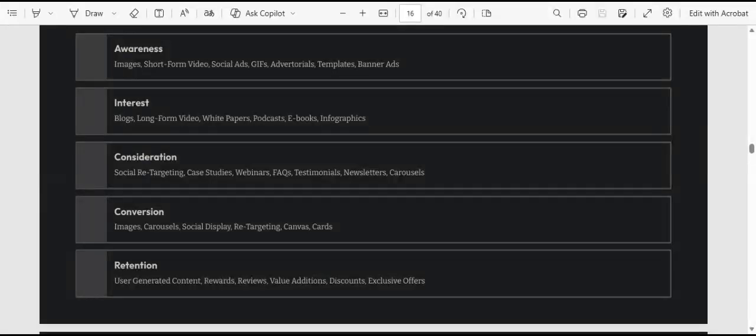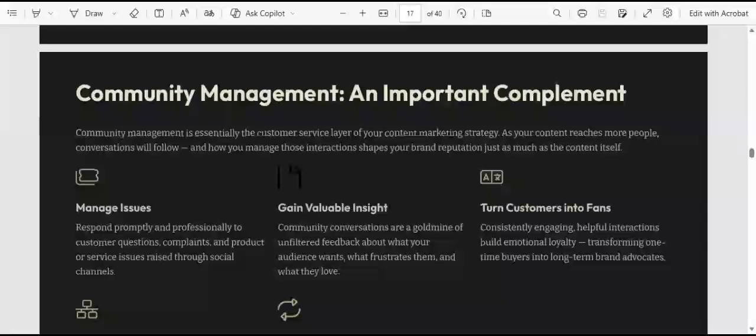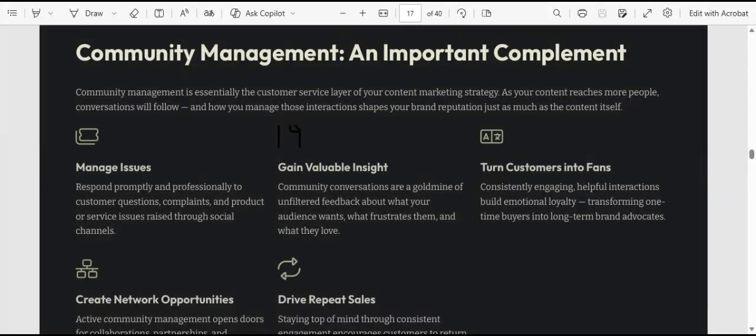Then the retention stage. At the retention stage, we have actually converted this particular audience. They are currently with us. And at the retention stage, all we now need to keep our audience is user generated content, testimonials where people talk about how they have been doing business with us, buying our product, and how our services have been effective. Then rewards, reviews, discounts, exclusive offers to our returning customers. Then community management, an important complement.